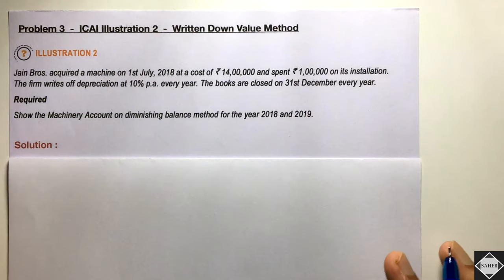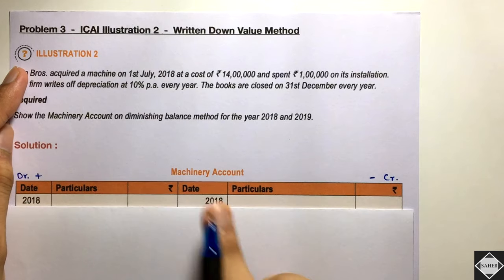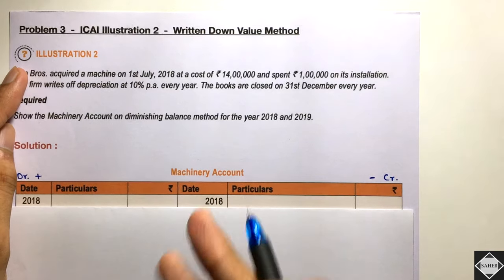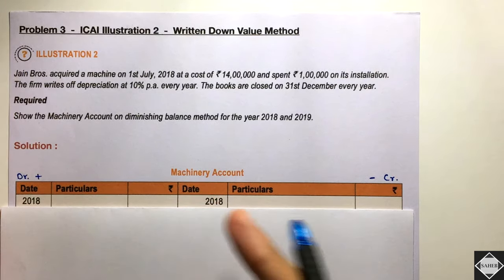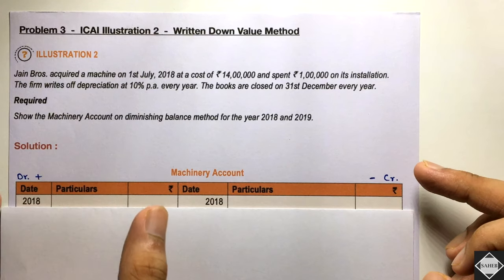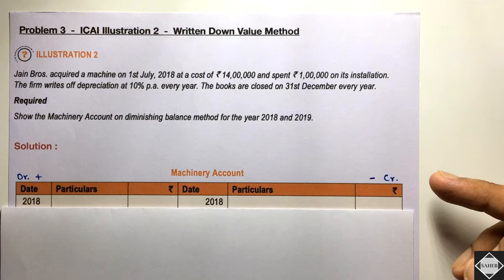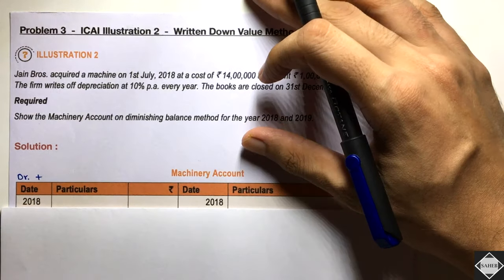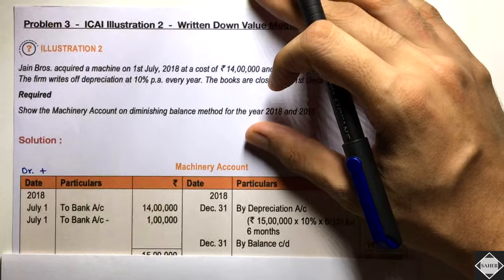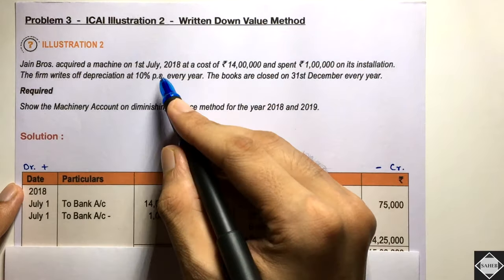Fine. So let's start. We have to just prepare the machinery account over here. See how simple that would be. Machinery account, an asset account. Asset account means debit means plus, credit means minus. You all know that. Opening balance of this account will be on the debit side, closing balance on the credit side. So let's begin. Now first you have to record the purchase. Machinery was purchased on 1st July 2018.